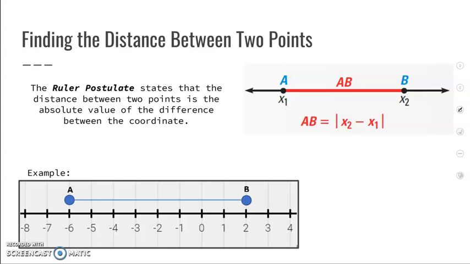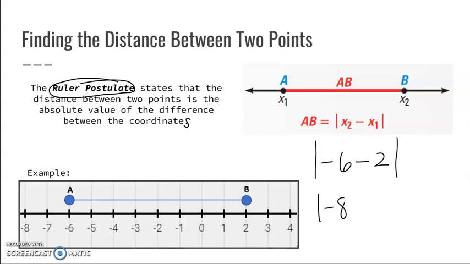Now, we can use these coordinates to find the distance between 2 points. The ruler postulate states that the distance between 2 points is the absolute value of the difference between the coordinates. So, if I wanted to find the length of segment AB, I would take the absolute value of the difference between these coordinates. Now this is giving me -8.